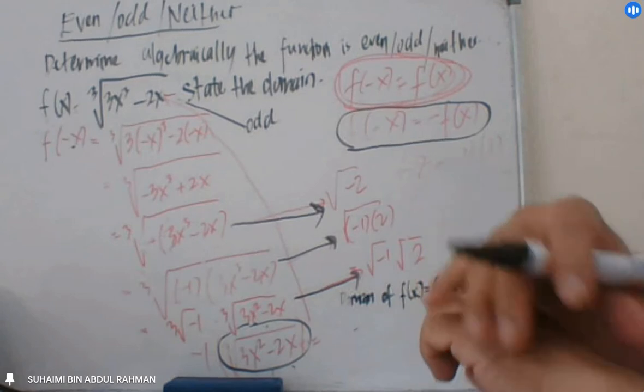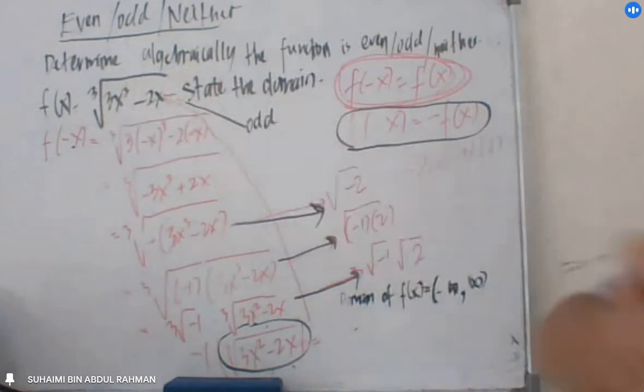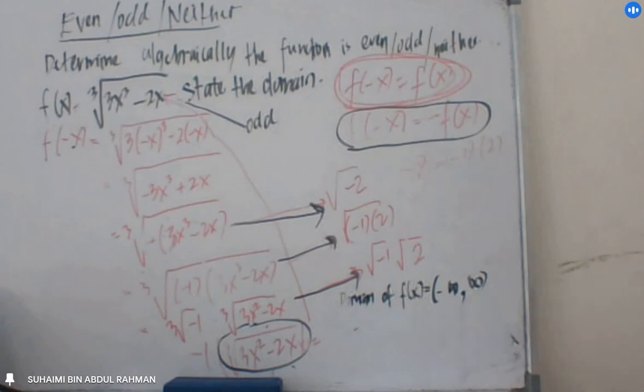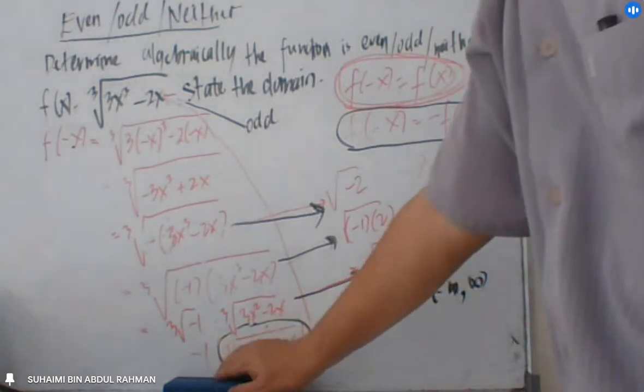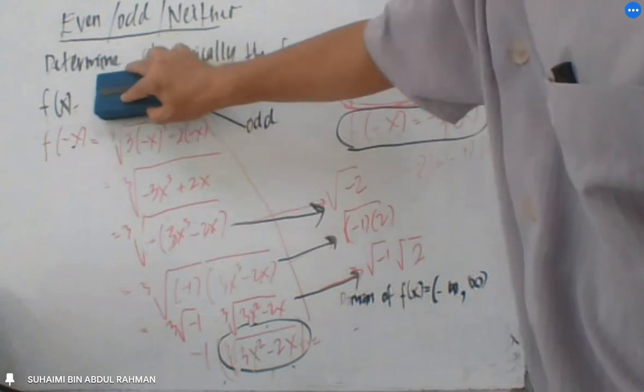Why do we not have restrictions? Because of the cube root. So the domain is from minus infinity to infinity. Right. Let's say we have another function.